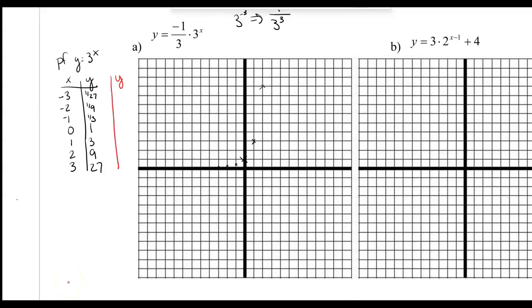Multiplying that 1/27 by negative 1/3, I should get negative 1/81. Multiplying that y value, 1/9, by negative 1/3, I should get negative 1/27. Multiplying 1/3 by negative 1/3, I should get negative 1/9. Multiplying 1 by negative 1/3, I should get just negative 1/3.